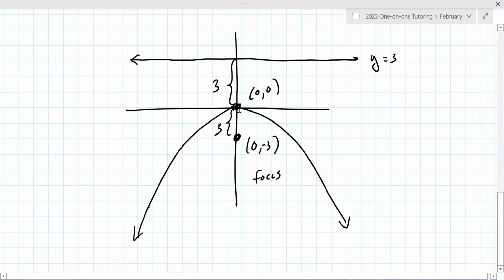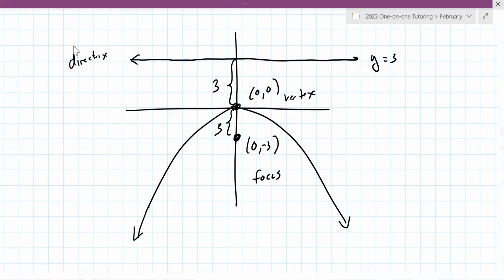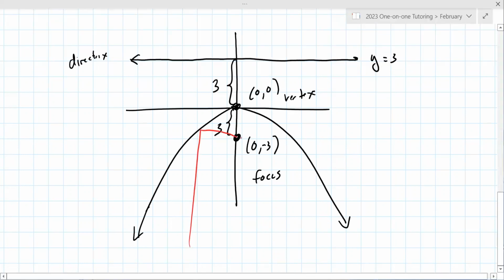So the vertex is kind of in between the directrix and the focus. That's the vertex there. And the directrix is always on the side that it doesn't open up in. The focus is always contained inside the parabola. You can think about it like focusing energy: a beam comes in and goes through there, and it focuses on a point. The directrix, though, is equidistant on the other side of the vertex.